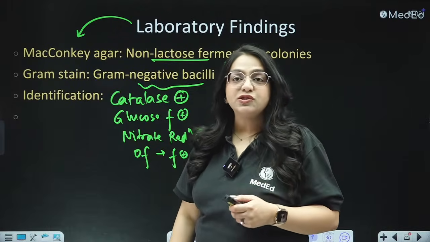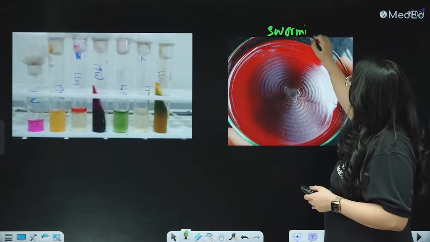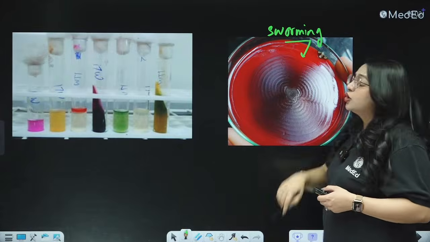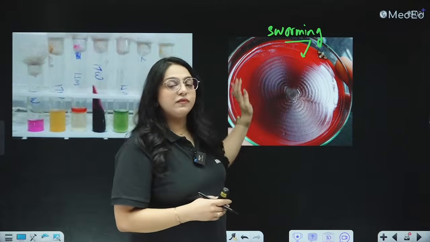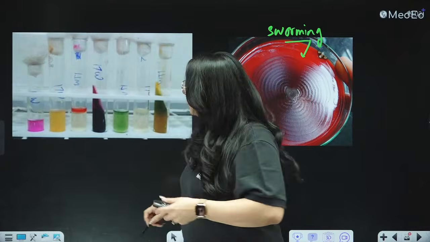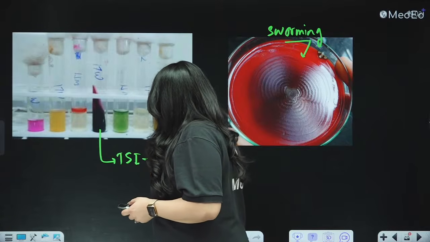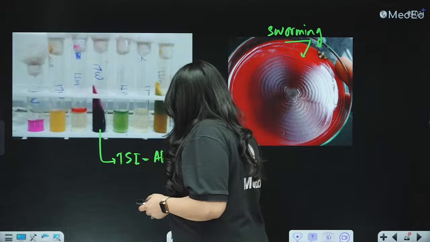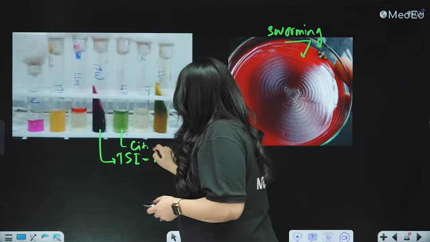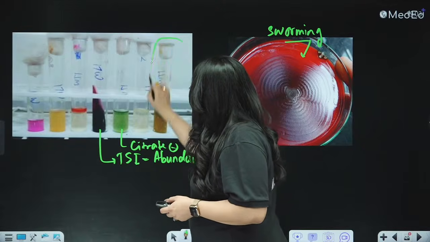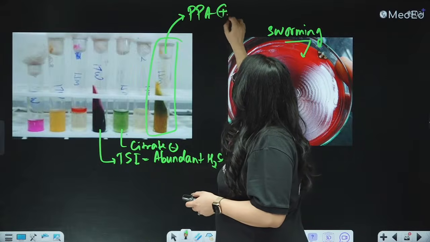So what other tests do you put? Of course, looking at here, what are you seeing on this plate? You are seeing swarming on the blood agar, where you can see the concentric circular growth of the organism. And here you can see that TSI is giving me what? Abundant H2S. Abundant H2S production. Citrate seems to be negative. That is not important to me. What is this test here? The green colored PPA, phenylpyruvic acid positive.